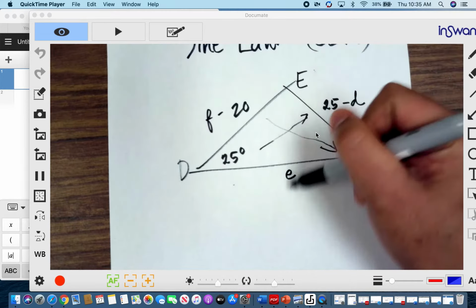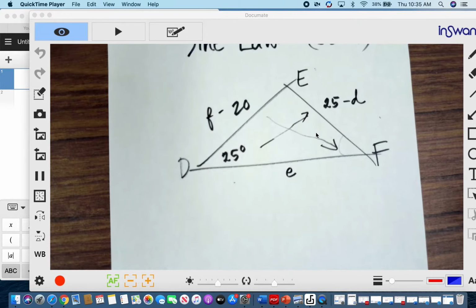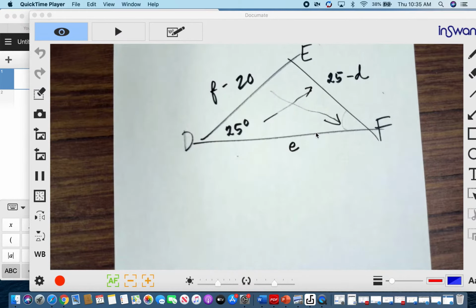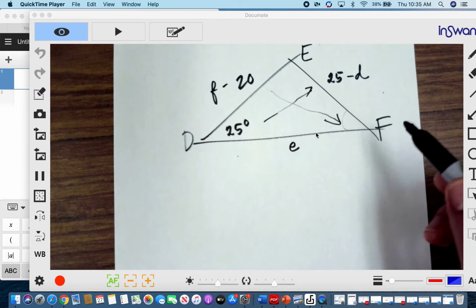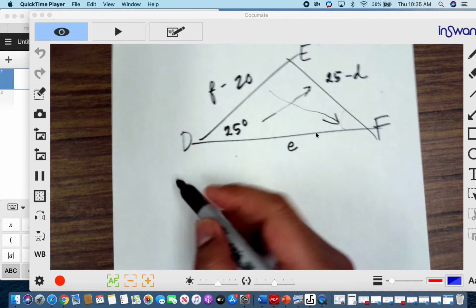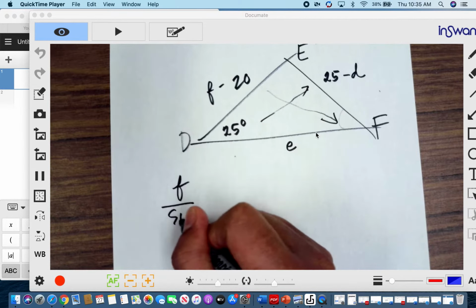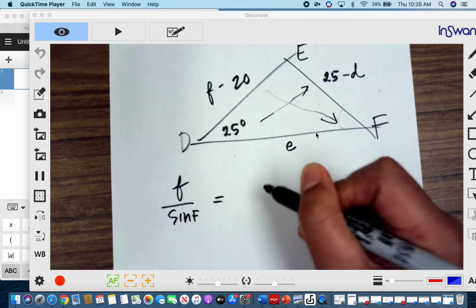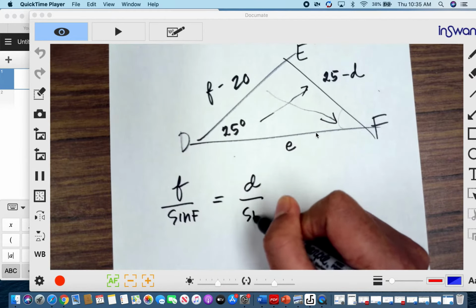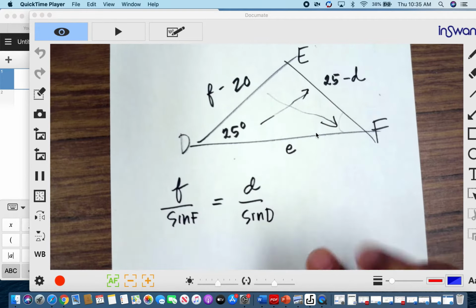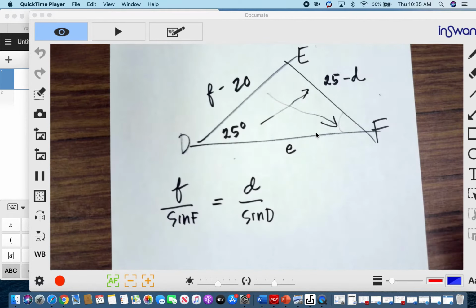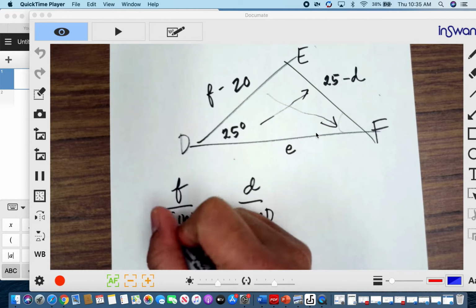So obviously, we cannot make use of E as basis of identifying the formula we will be using for sine law. So we will make use of F. So let's say I will start with F over sine F is equal to D over sine D. Again, you can actually reverse or reciprocate your formula. It doesn't matter. Okay, now what we're trying to solve here is sine F.